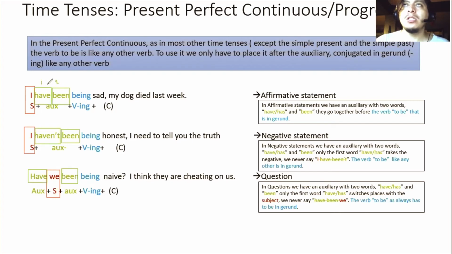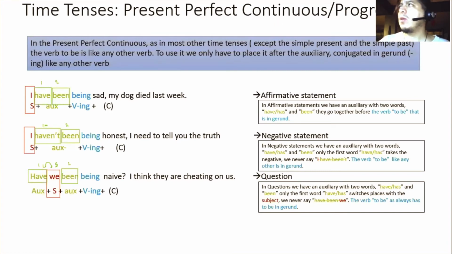Okay, so again, my auxiliary is two words. When I have a negative, only the first part takes the negative. The second part remains normal. When we have a question, only the first part switches positions with the subject. The subject and only the first one, they are the ones that switch positions. You don't switch all of it.